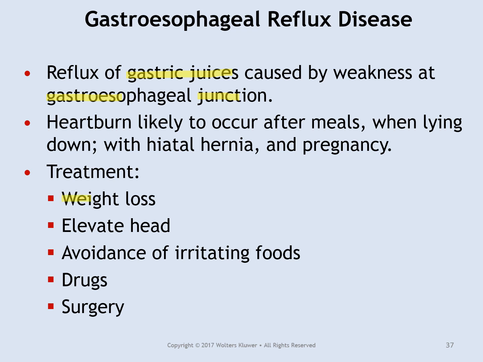So to treat it, you can lose some weight, keep the head elevated when you're sleeping to have gravity help pull that stomach fluid down away from the gastroesophageal junction. Avoid foods that are irritating. NSAIDs are the big culprits a lot of times when we're looking at GERD, and in the worst case scenario, surgery to help with that junction.